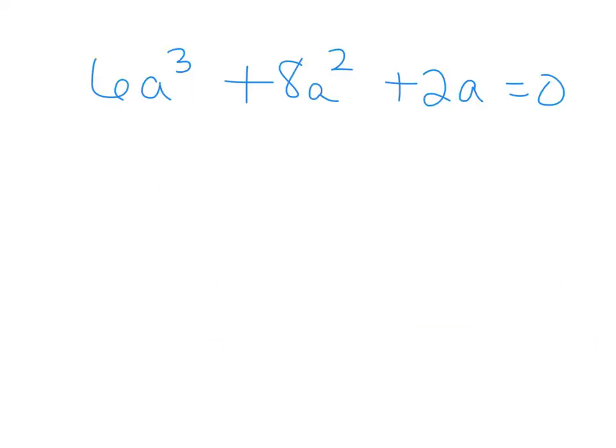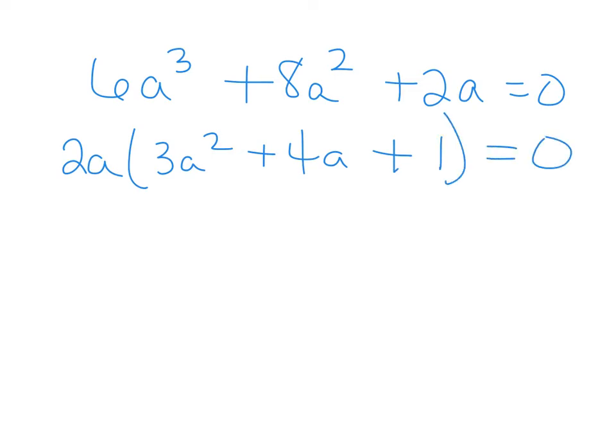Okay, how about this one? So let's see here. What do you notice? Well, I notice it's already set equal to 0, so I don't have to do that part. I notice there's a common factor of 2a. So if I take out a 2a, I have 3a squared plus 4a plus 1.